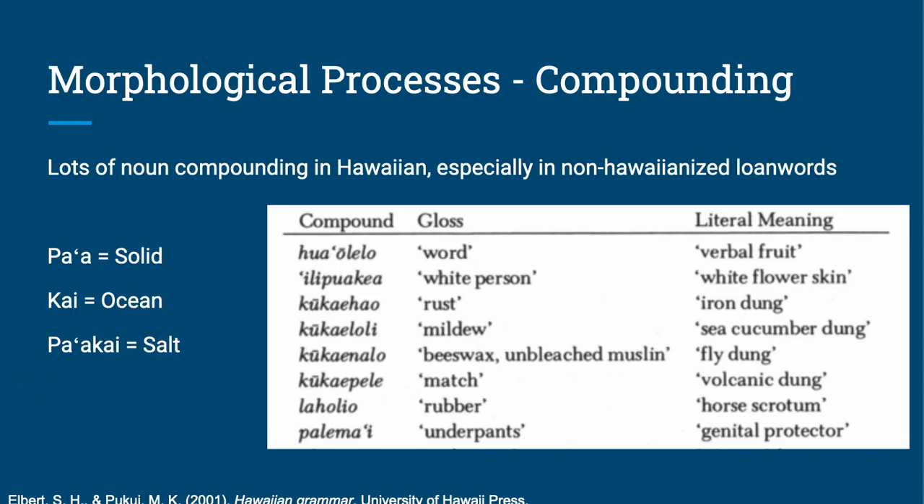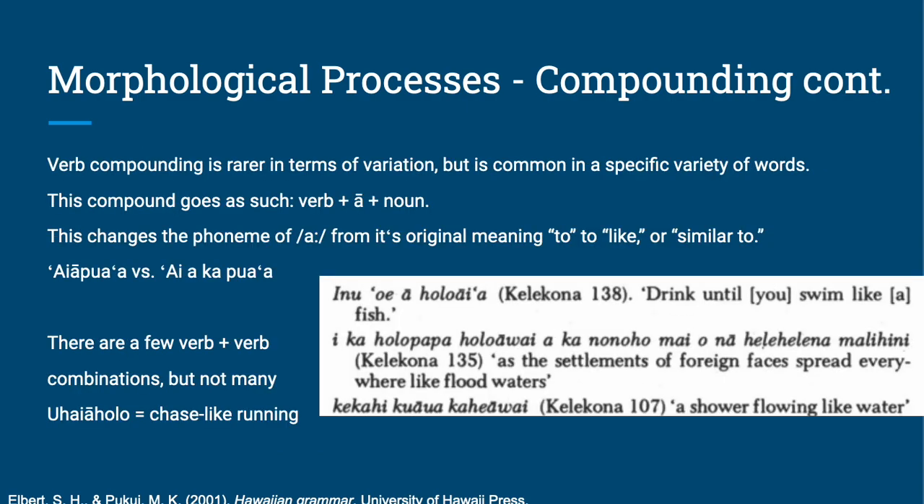So yeah, compounded words, but again, they can all stand alone as their own morphemes. It's not that pa'a is always a word and kai is always a word. This isn't some synthetic thing that you can just attach. You get the point. Anyways, we're going on. We've got verb compounding. Verb compounding is rarer, but it's common in a specific variety, and it goes as such.